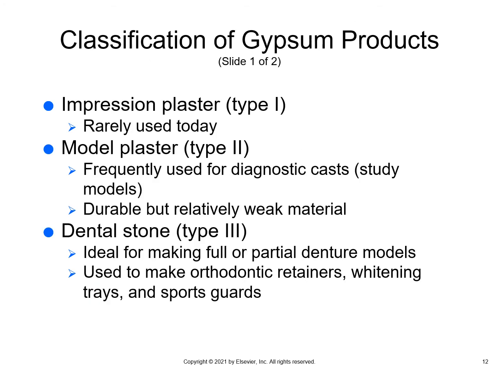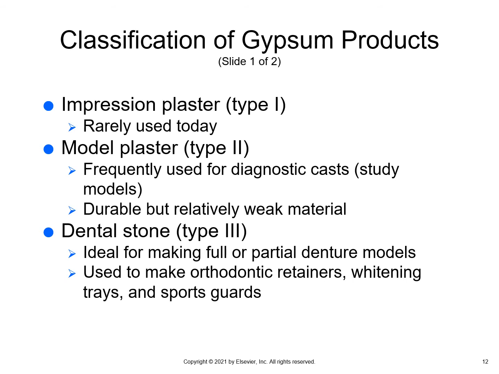So, the different classifications of gypsum products. Impression plaster is type 1, which is rarely used today. Model plaster, type 2, is typically that weaker white stone or gypsum product that we see. This is frequently used for diagnostic casts and study models. It's durable, but it's a relatively weak material, so we use that mainly just for those study models.